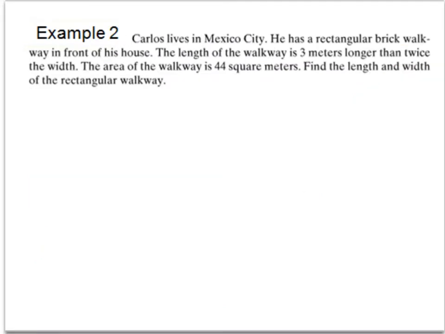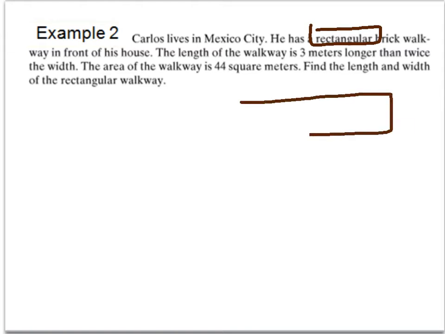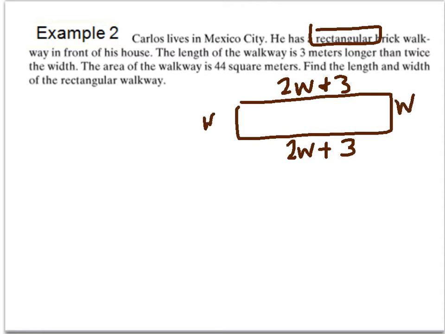Okay, let's take a look at another example that's really a geometry application. It says Carlos lives in New Mexico City. He has a rectangular brick walkway in front of his house. So I know we're going to be dealing with a rectangle, so let me go ahead and draw a rectangle while we're reading here. The length of the walkway is 3 meters longer than twice the width. And I don't know the width. The area of the walkway is 44 square meters. Find the length and the width of the rectangular walkway.